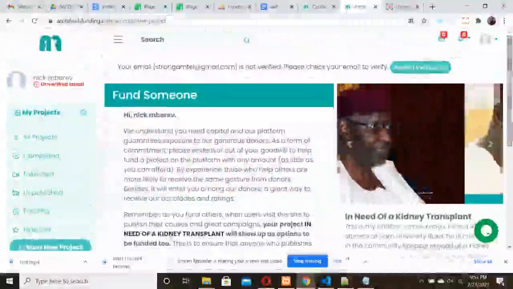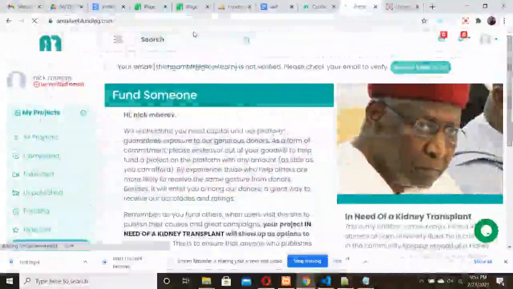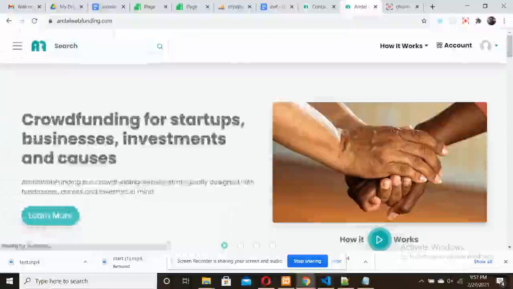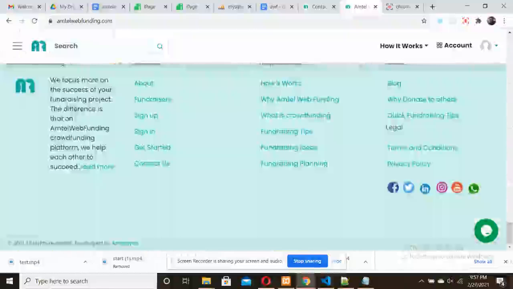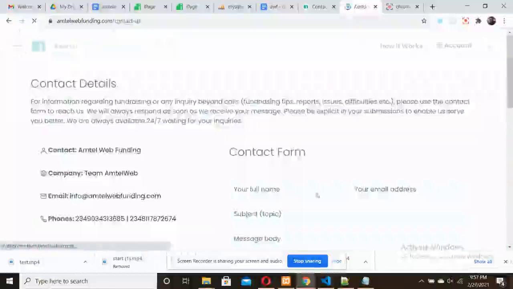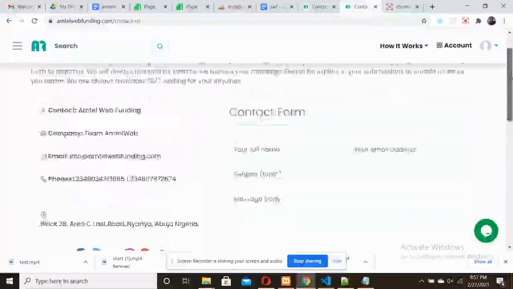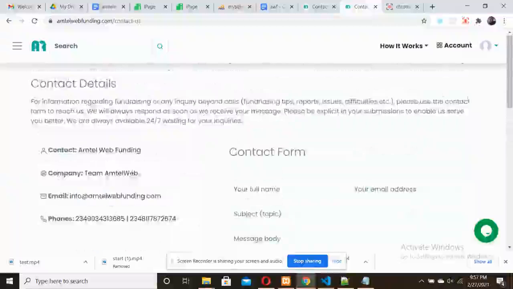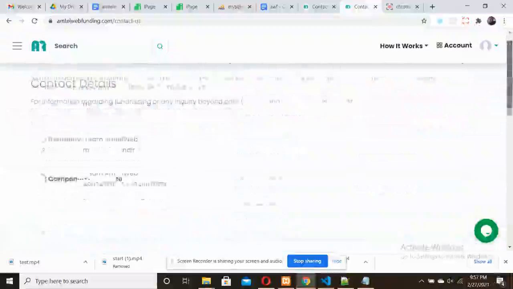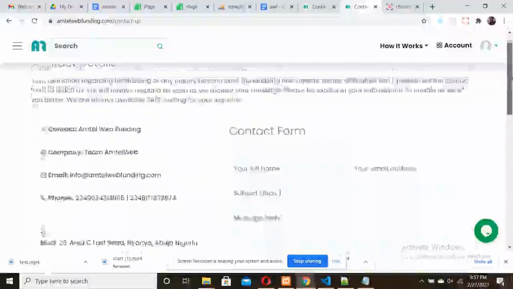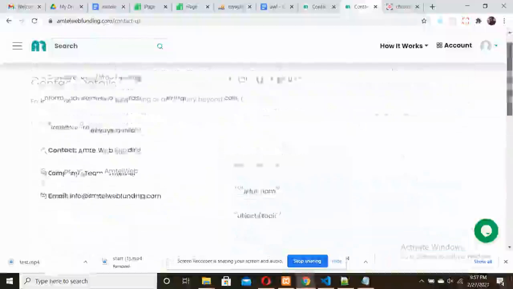For the meantime, if you have any issues that you need to contact AmtelWebFunding, you can go to contact us. You can write us here and we'll reply you immediately. We'll see your email, or you can call directly. So that is all about it. If you have anything you want to discuss with Amtel, you can talk about it and we'll be glad.